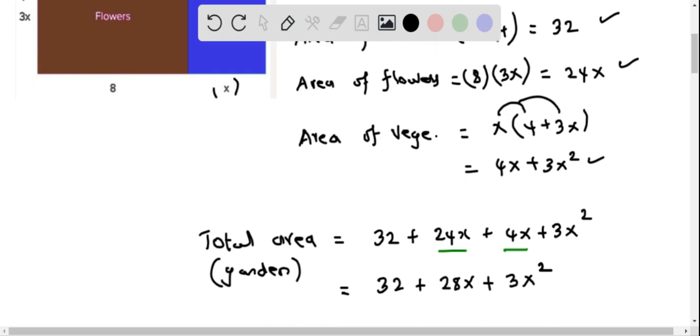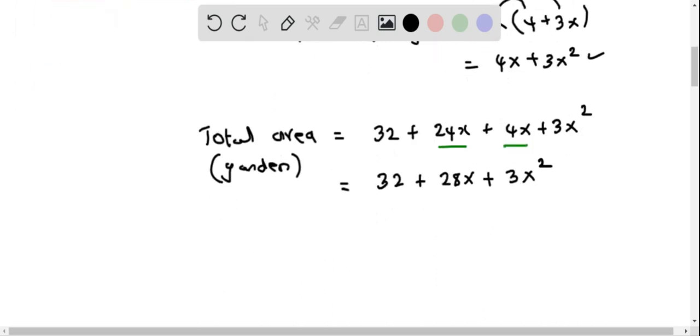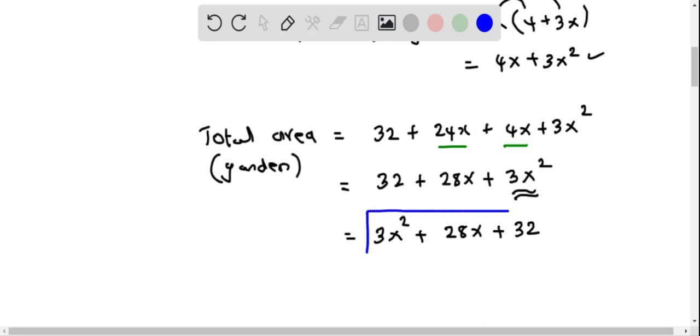Now we can write down this expression in appropriate form. That is, we can write it in terms of the highest power of x. The highest power of x is 3x squared, so I put that term first, and the next power of x is x, which is 28x. And finally, we write the constant term, or the number, which is 32. So this is the expression which represents the total area of the garden. And this means choice B is correct.